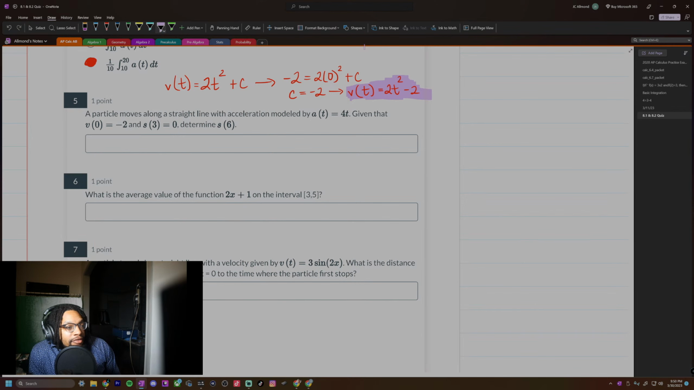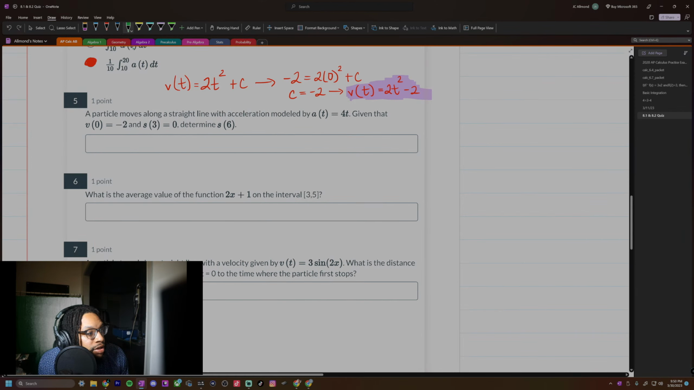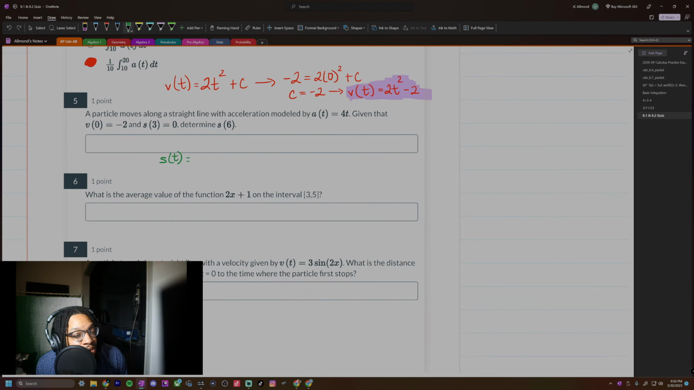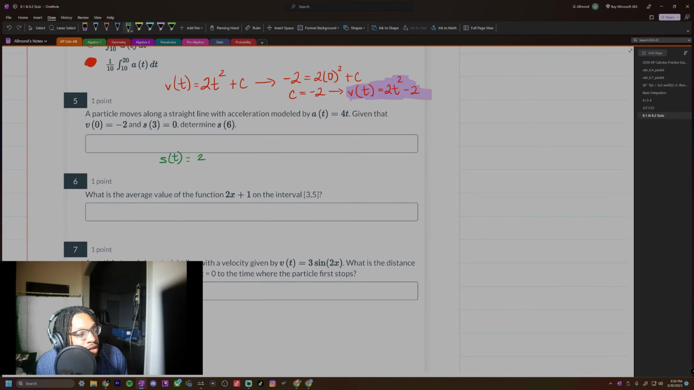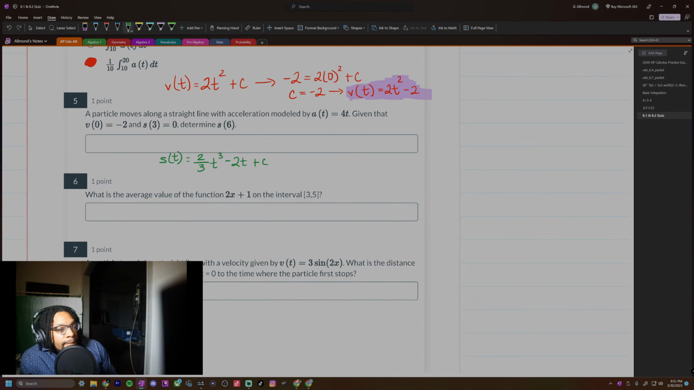Okay, from my velocity function, I've got to integrate that to get my position function. So my position function, I'll call it S of t, is going to be the integral of v of t, which is just going to be 2t cubed over 3. So it'll end up looking like that. A quick check, if I take the derivative, I will get 2t squared, and then minus 2t. Don't forget the plus c.